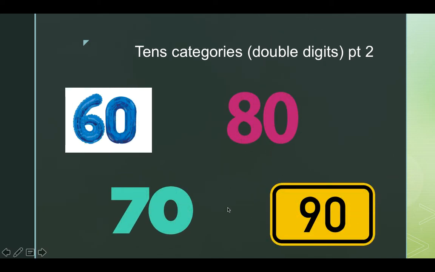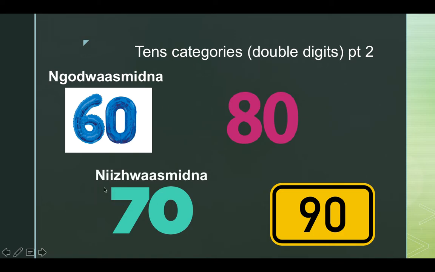60, 70, 80, 90. So 60 is Ngudwasmidna. 70 is Nijwasmidna. 80 is Nshwasmidna. And 90 is Jonksmidna.